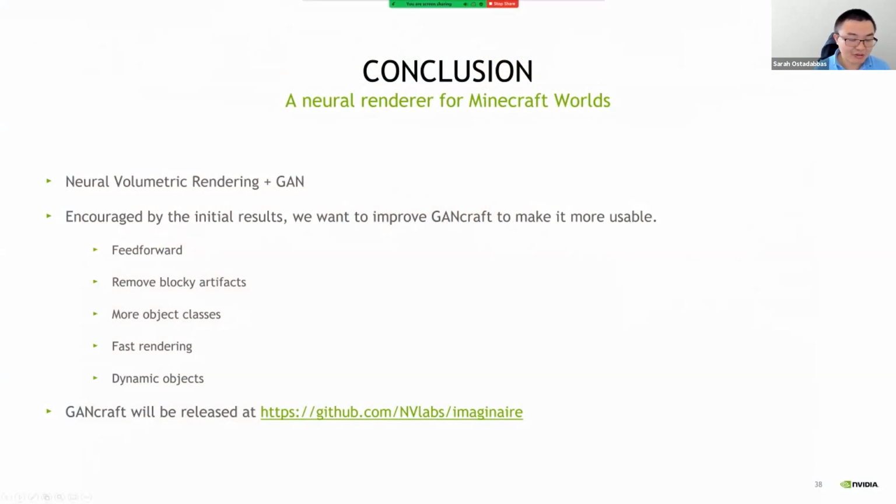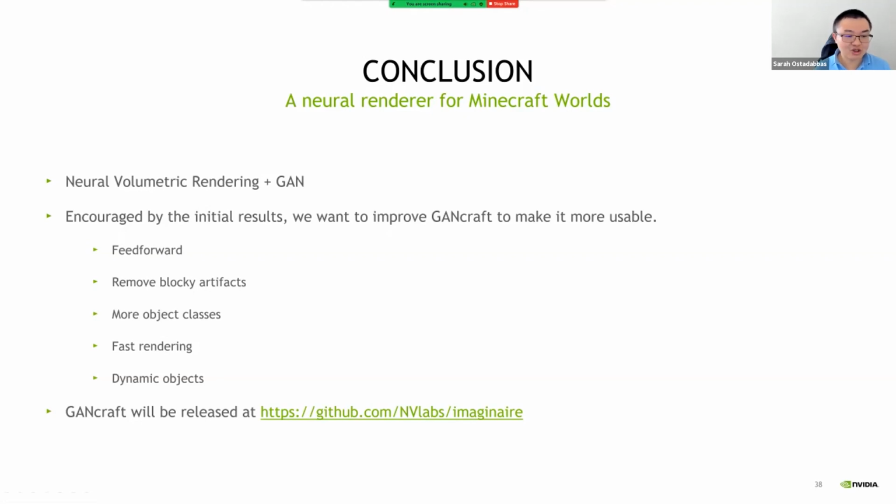And what we have been working on is to make it feed-forward so that a model can be applied to different worlds. And we also try to remove the blocky artifacts. The blocky artifacts come from the voxel input geometry being blocky, and we have been investigating how we can refine the voxel world first before doing the rendering. We currently only support about 13 object classes. Eventually, we want to support animals, humans, something interesting. And make rendering faster. Now each frame takes 10 seconds. So it's not fast enough.